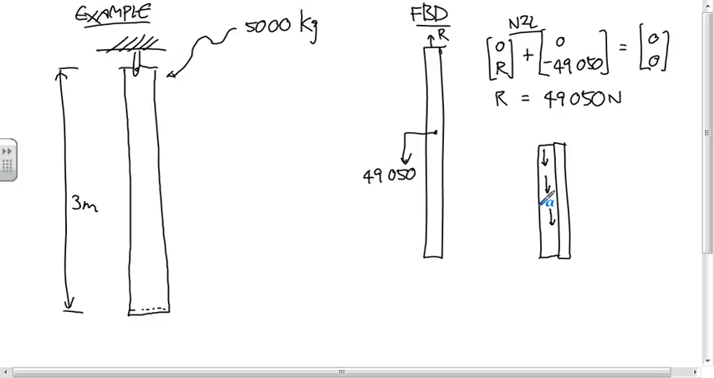And what's the magnitude of the distributed load? Or how do we get that? It's 49,050 divided by 3. So we have a total magnitude of 16,350 newtons per meter. And then we have an upward force of 49,050.